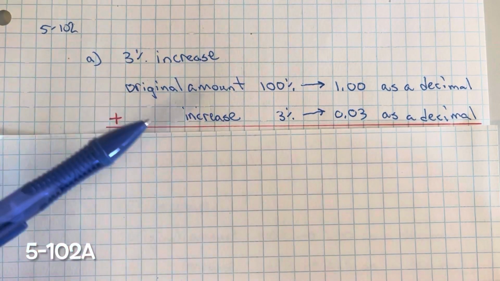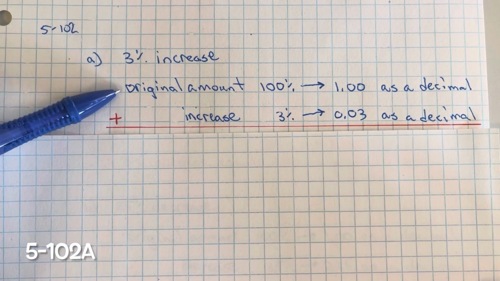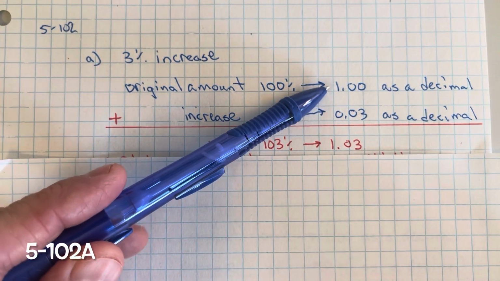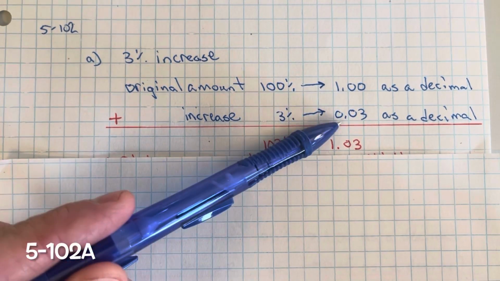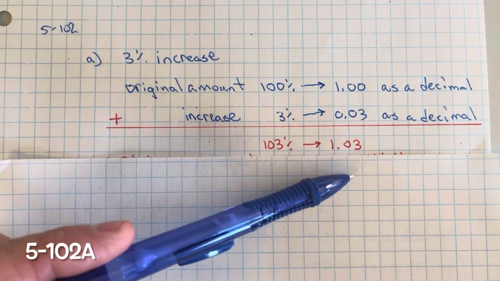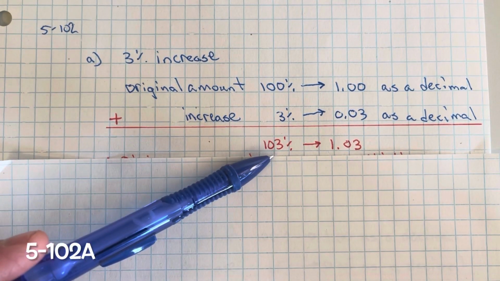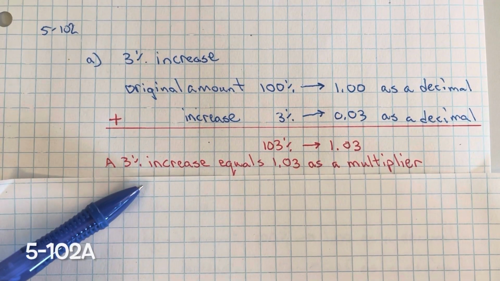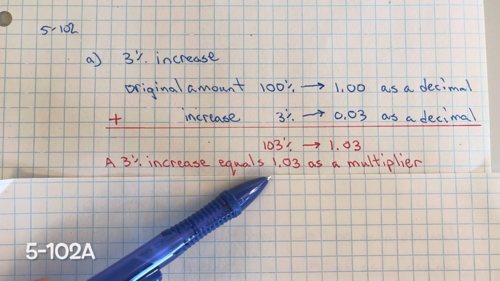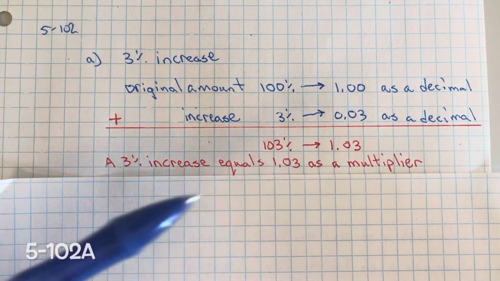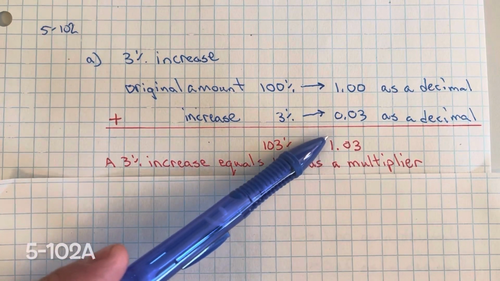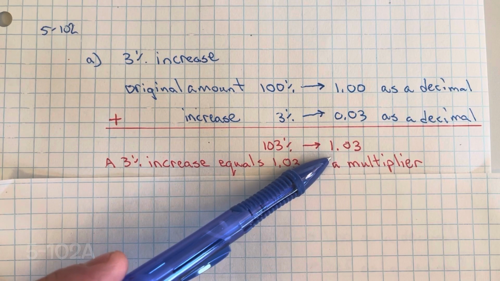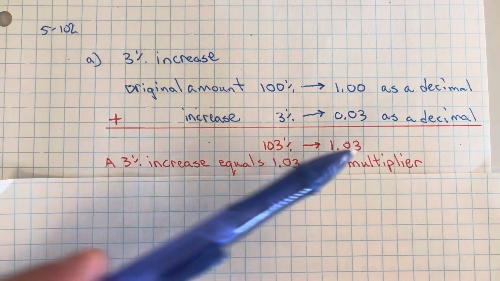0.03 as a decimal. So when you have your original amount and your increase, to get the multiplier, you add these two together. You have your original amount plus the 3 hundredths, which would be 103% of what you originally had. So a 3% increase equals a 1.03 as a multiplier. So if I had a value of 10 and I wanted a 3% increase, I would multiply it by 1.03.